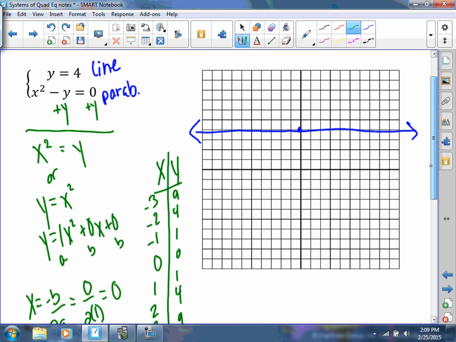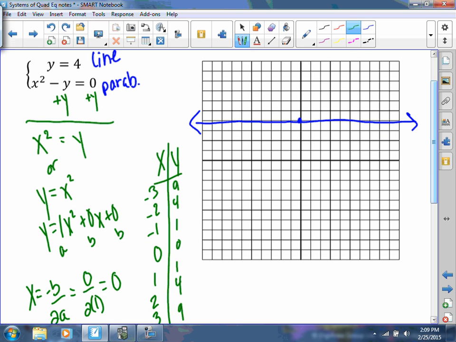And then I'm going to graph. So -3, 9, -2, 4. Oh, look at that. -1, 1, 0, 0. So then over here, 2, 4, 3, 9.